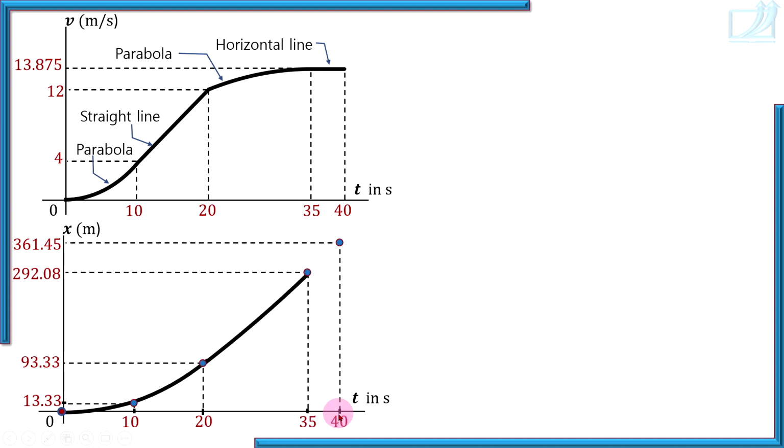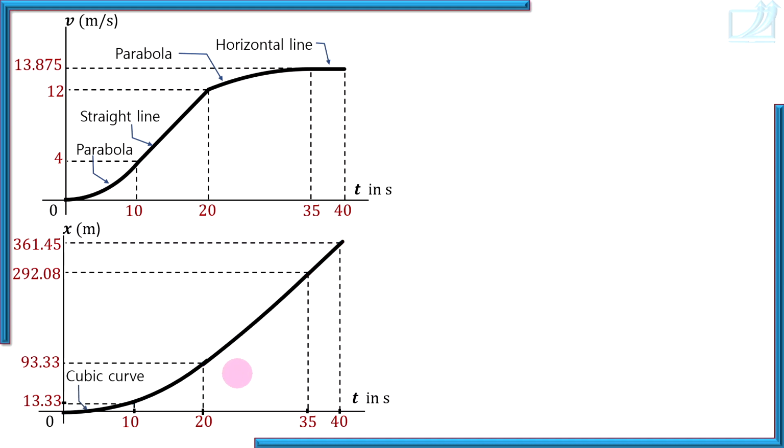And from 35 to 40 seconds, velocity is constant, which means the slope of the xt diagram is constant. So from 35 to 40, it is a straight line, a straight inclined line. Constant slope means a straight inclined line. So this is how we have completed the xt diagram.